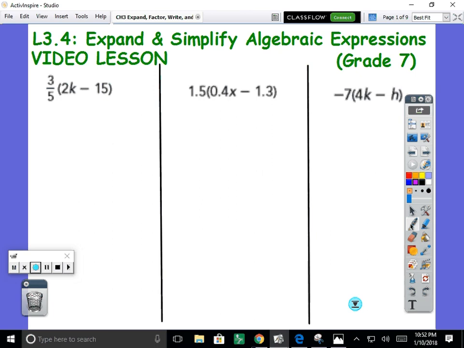So if you were to look at your worksheet, lesson 3.4, I know that I've assigned the odds to you. Odd numbers 1 through 31, and also that back page with the geometry problems. So I just pulled a few similar problems to kind of help you out if you're feeling stuck. If you take a look at this first one, we're given a fraction times the quantity of 2k minus 15.